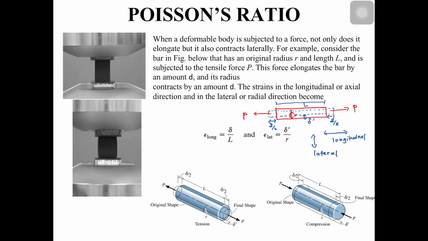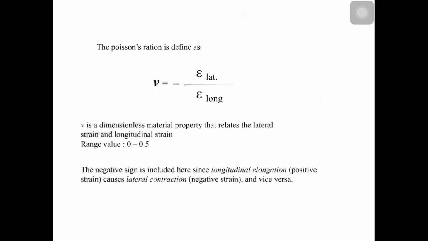So what is Poisson ratio? Poisson ratio is defined as the strain in lateral over the strain in longitudinal, and then we have the minus sign. Poisson ratio, v or nu, as we call it, is a dimensionless property that relates lateral strain and longitudinal strain. The value ranges between 0 and 0.5.